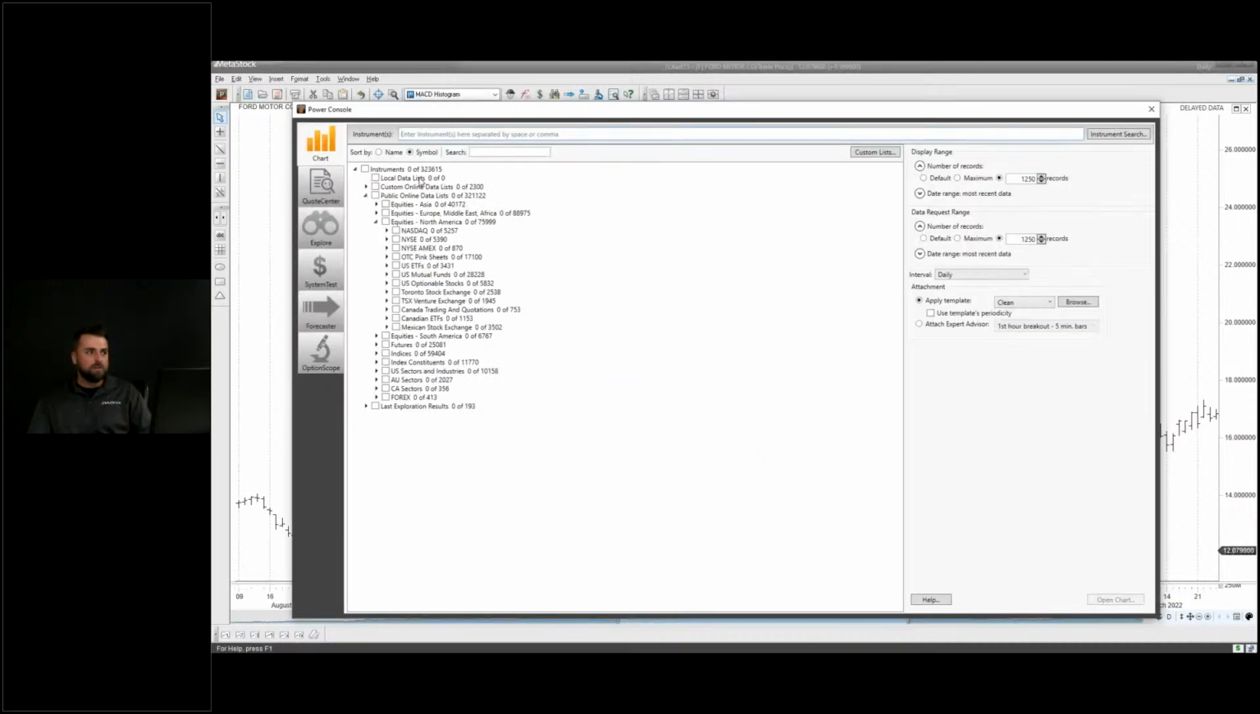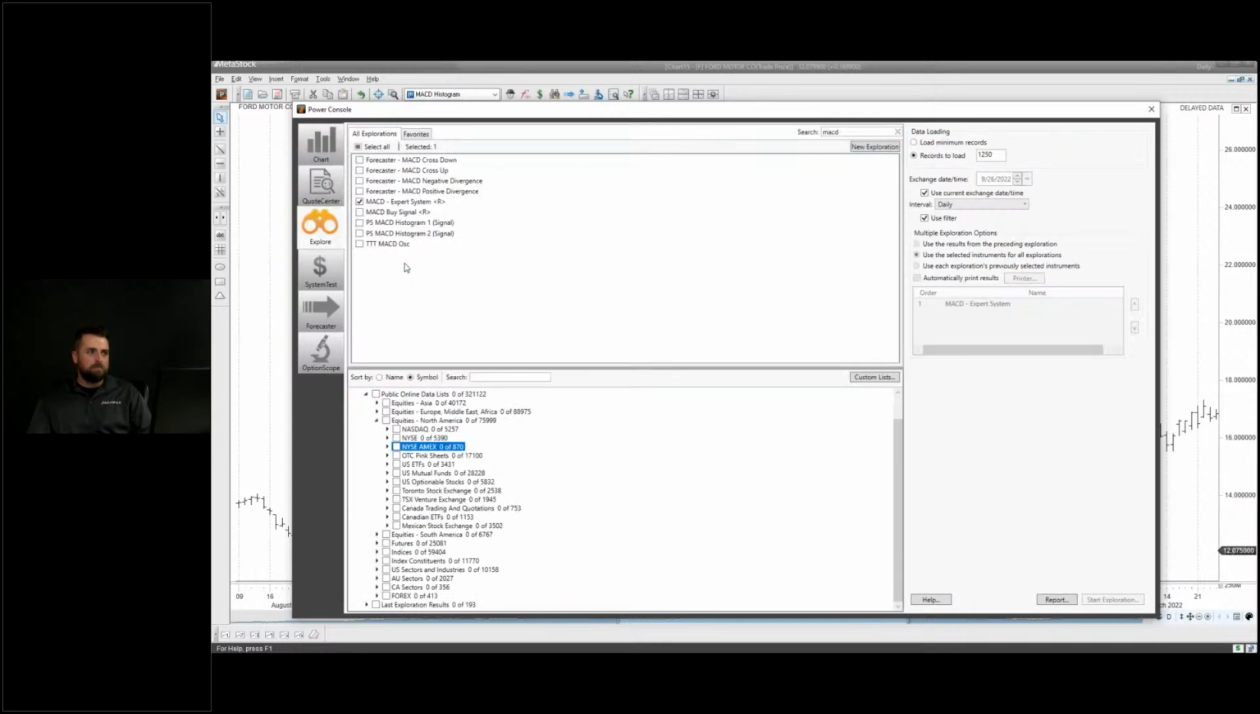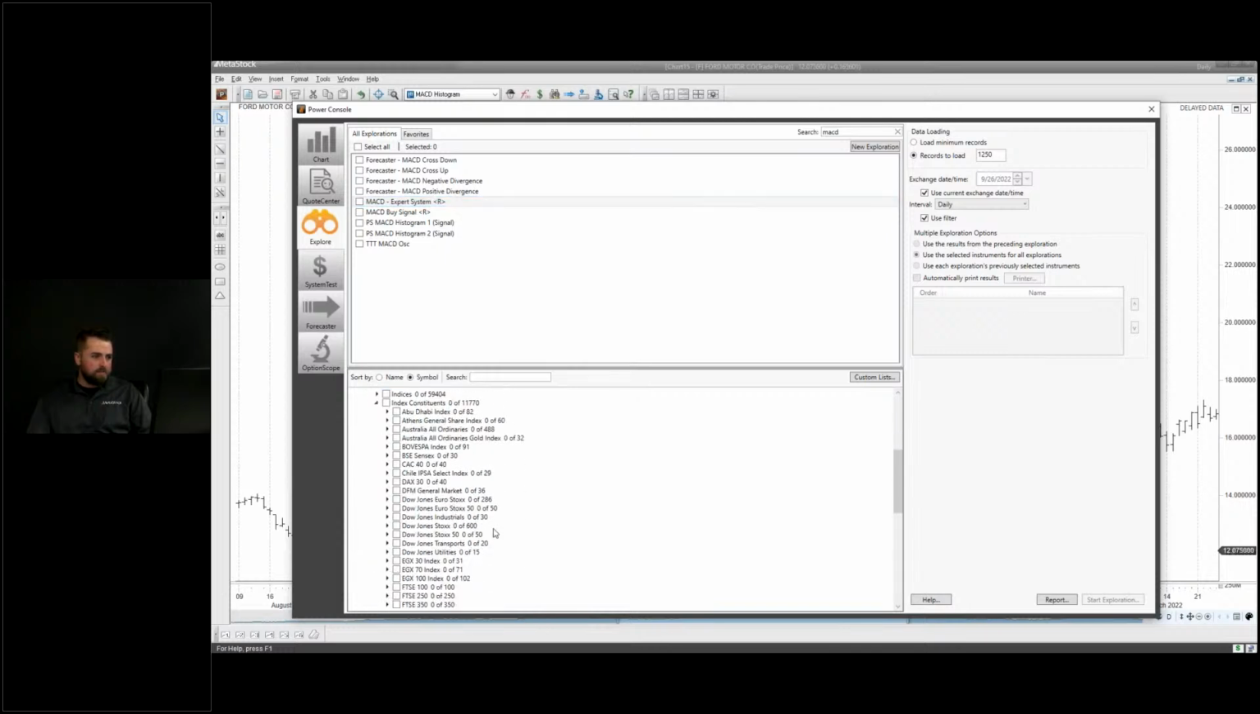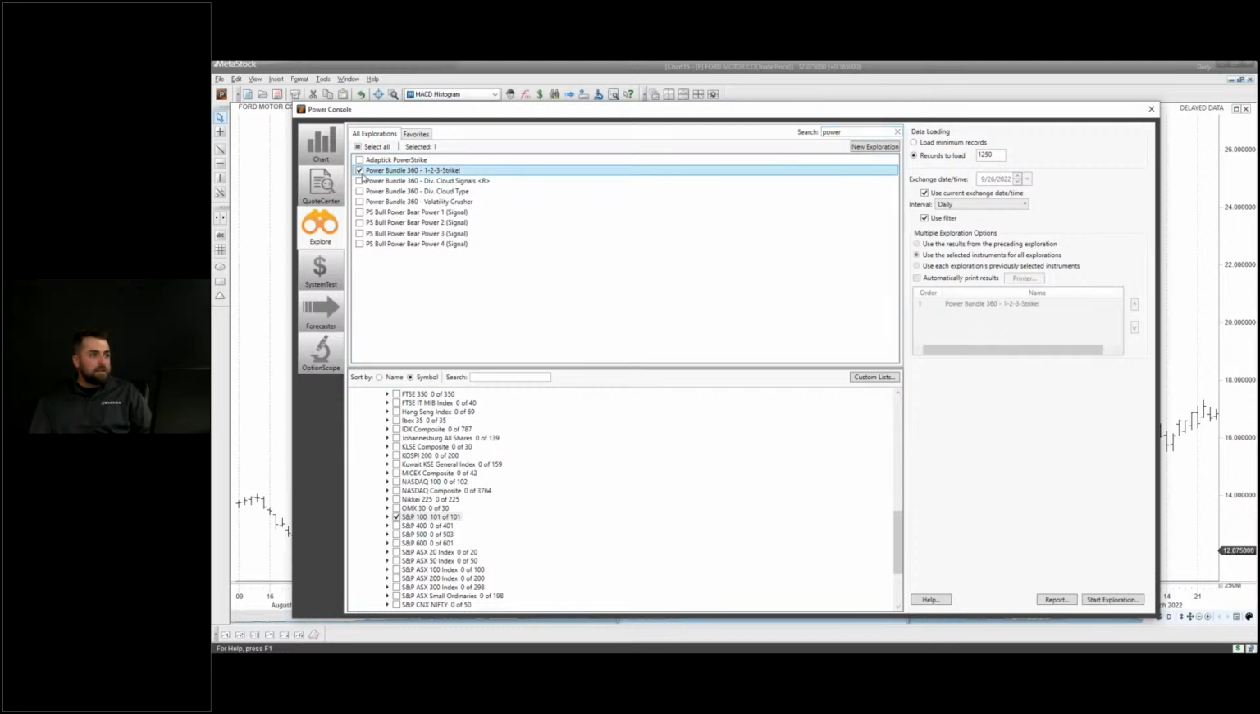And now I also kind of want to show you guys some of the info you can get from the Explorer as well. For time purposes, because I'm going to be testing a few more systems, I do want to run it on a slightly smaller list. Let's go ahead and change to, instead of doing the 800 securities, let's mix it up. I'm going to do an exploration, a scan on the S&P 100, and I want to see the power bundle 1, 2, 3 strike, divergence cloud signals.